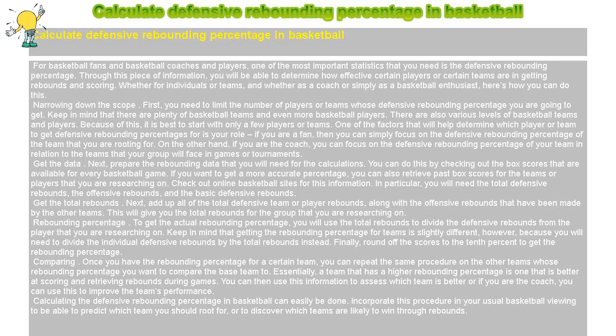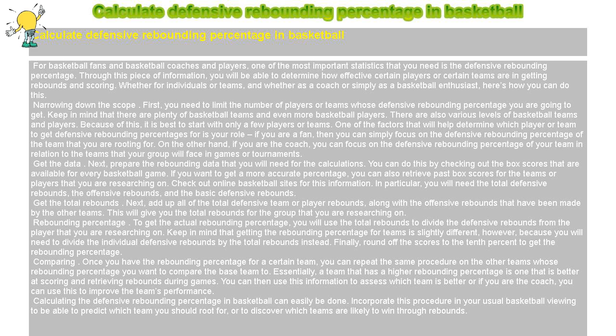Rebounding percentage. To get the actual rebounding percentage, you will use the total rebounds to divide the defensive rebounds from the player that you are researching on. Keep in mind that getting the rebounding percentage for teams is slightly different, however, because you will need to divide the individual defensive rebounds by the total rebounds instead. Finally, round off the scores to the 10th percent to get the rebounding percentage.